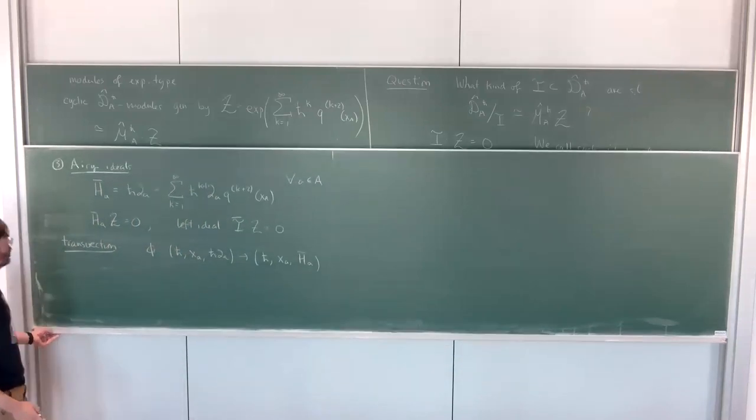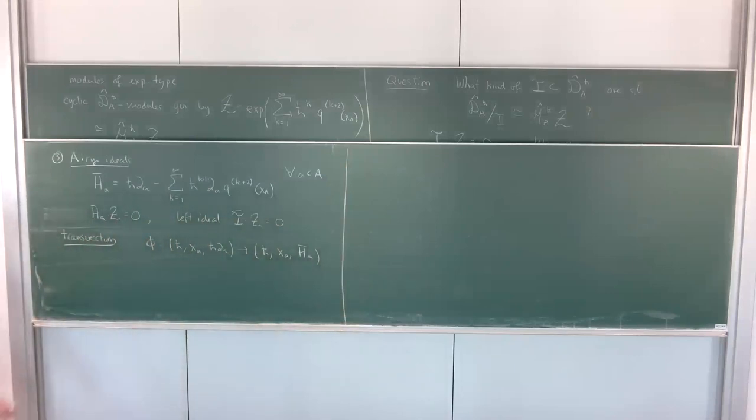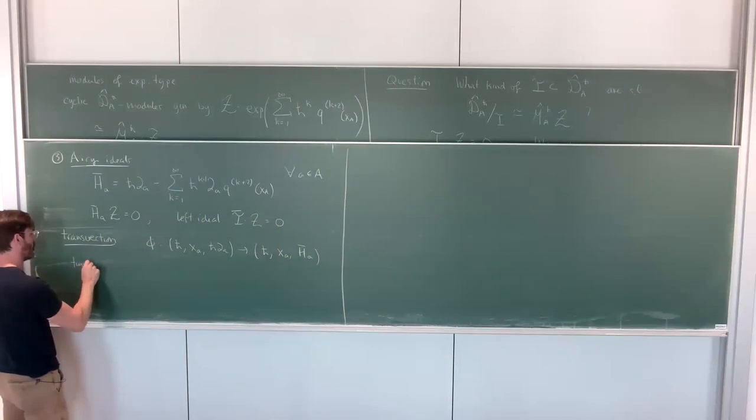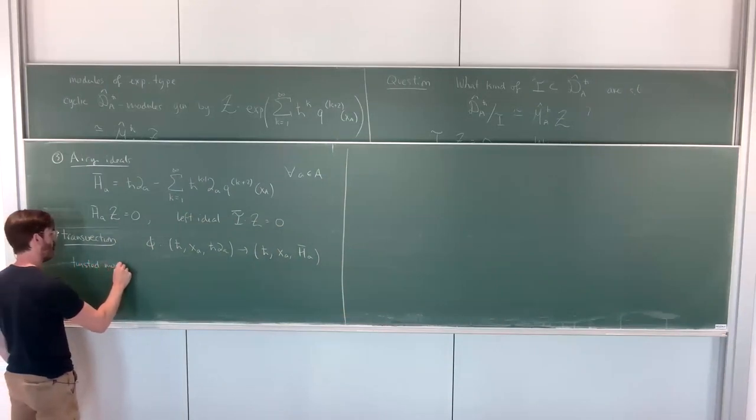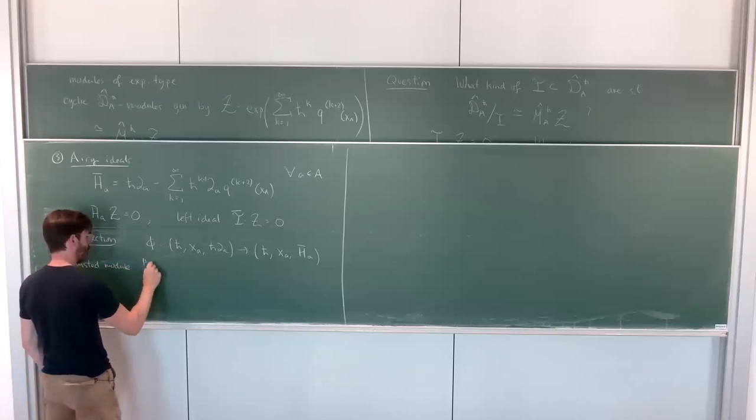Because this is an automorphism, then you know that indeed everything works out, right? Because whenever you have an automorphism, you can define a twisted module. So which is basically, I'm going to write it as this.